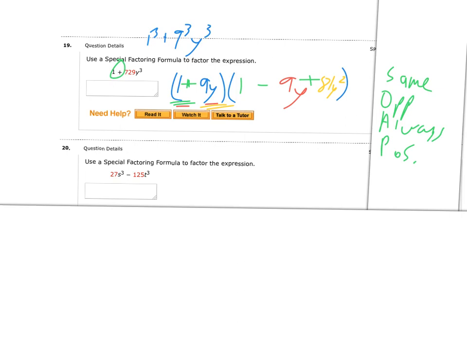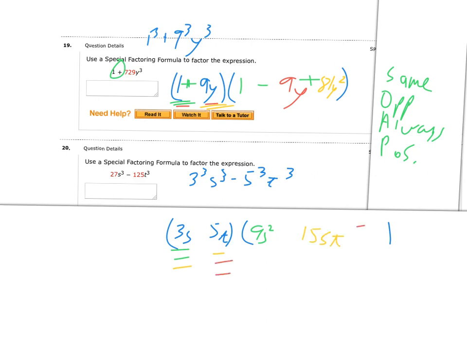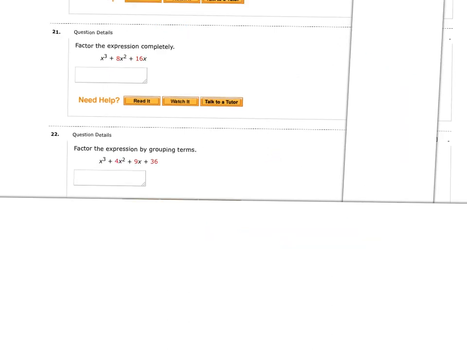All right, so then number 20 is the same idea here. So it's going to be 3 to the third, s to the third, minus 5 to the third, t to the third. So for the small parenthesis, I just take away all the cubes. So it's going to be 3s and 5t. And then the big parenthesis, we do first thing times itself is 9s squared. First thing times second thing is 15st. And then last thing times itself is 25t squared. And then since this is a minus here, we're going to do same is minus, opposite is plus, and then obviously always positive.